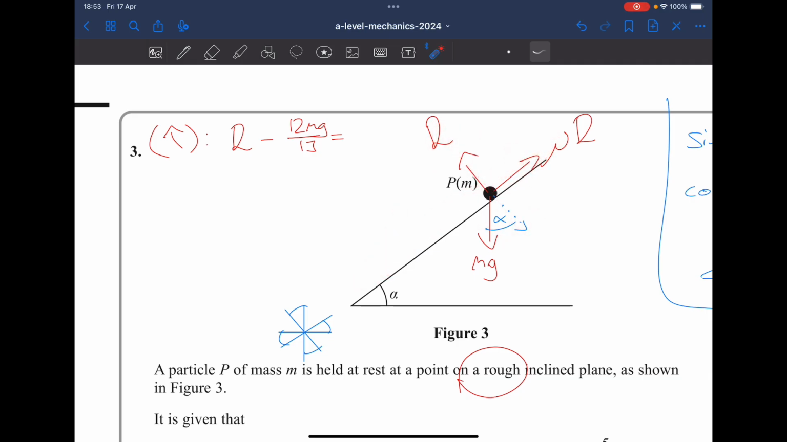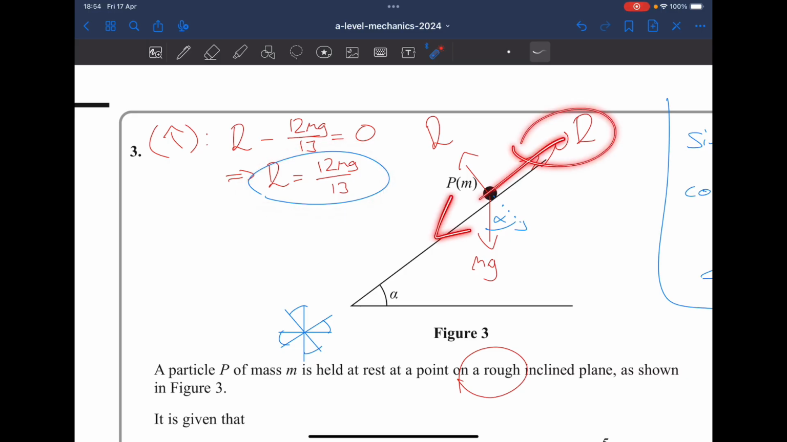As you roll down a hill, you don't just jump off the hill. Do you know what I mean? You go straight down the hill. So this will equal 0. So we can rearrange for R straight away. It should be 12mg on 13. Lovely jubbly. So now we've got that, we can then use that to go down the slope.